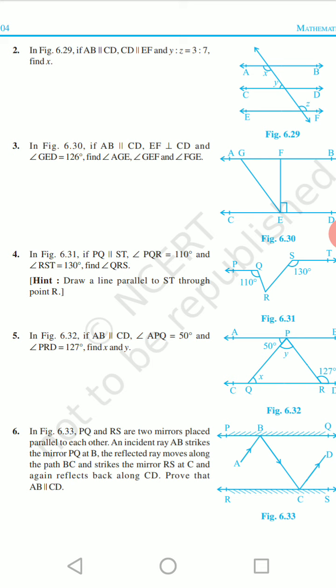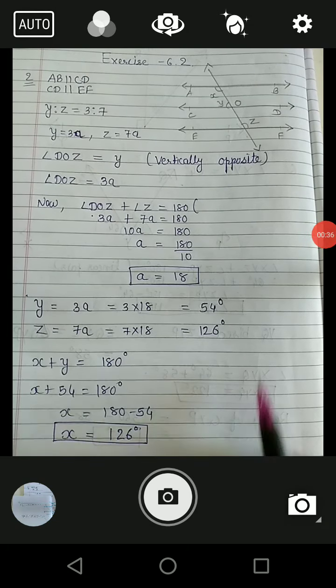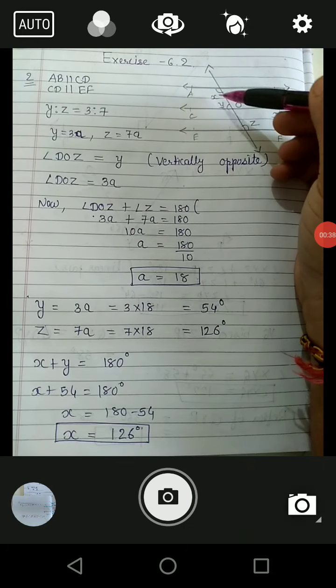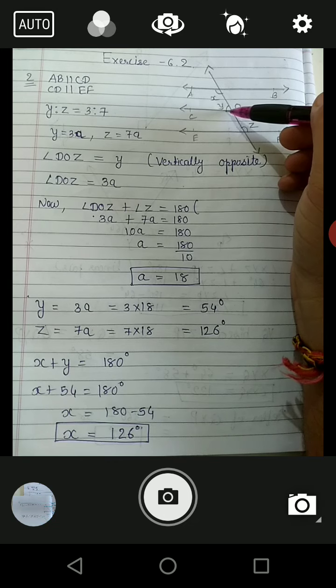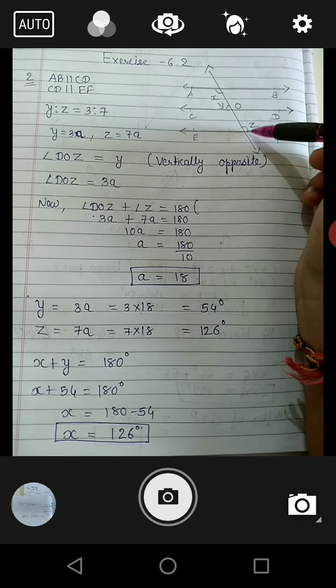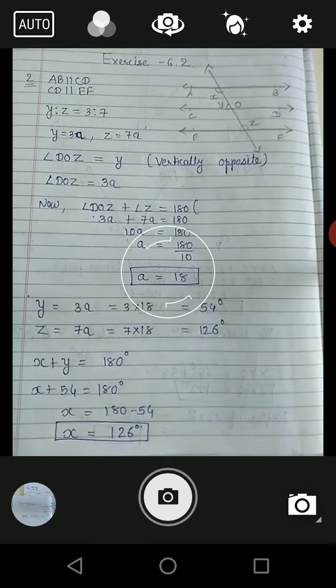Now friends, let me see how to solve this sum. Here we have the ratio y is to z is equal to 3 is to 7. So we will take y as 3a and z as 7a. Okay, y is equal to 3a and z is equal to 7a.